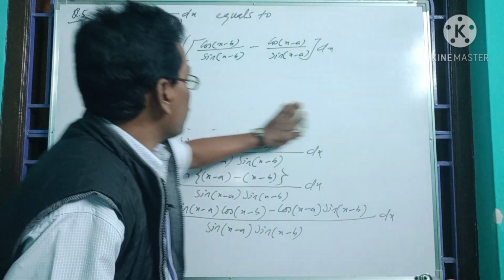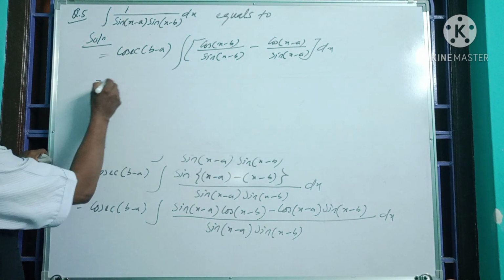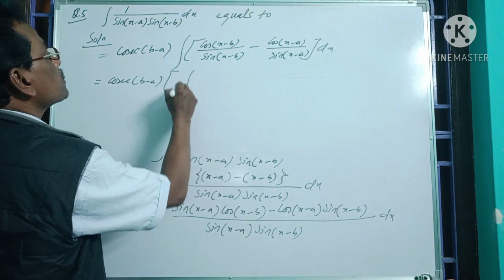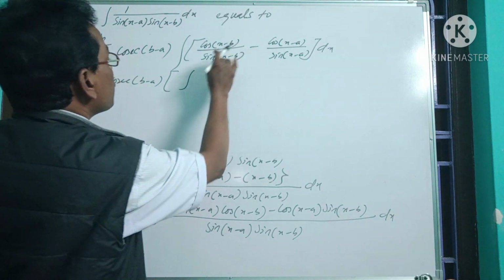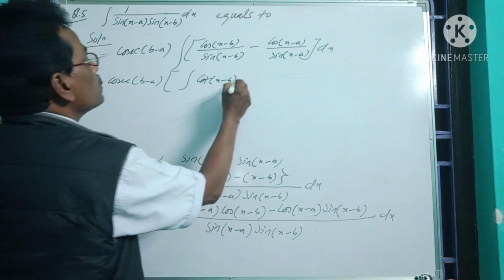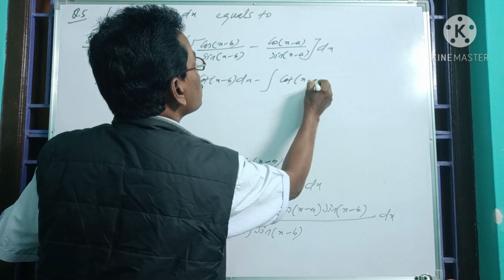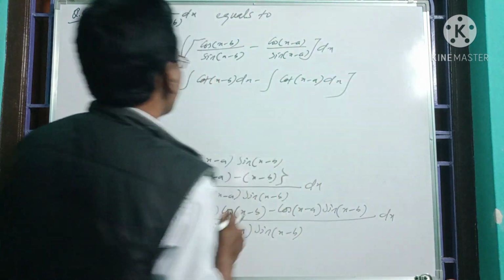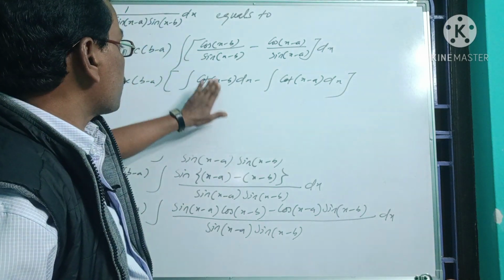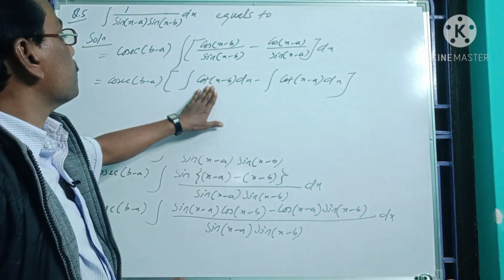So again simplifying, we have cosec(b minus a) whole into integration of cos(x minus b) by sin(x minus b), which is cot(x minus b) with respect to x, minus integration of cot(x minus a) with respect to x. Now both the integrands are easily integrable by using the formula: integration of cot x is log of mod sin x plus c.